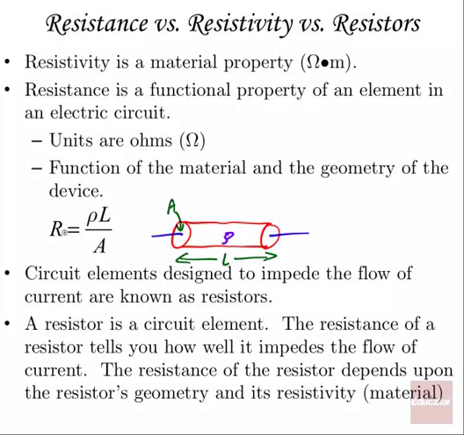Now, circuit elements designed to impede the flow of current are known as resistors, and resistors have some amount of resistance. It's a circuit element. The resistance of a resistor tells you how well it impedes the flow of charges. The resistance of the resistor depends upon the resistor's geometry again, as we just said, and its resistivity, that material property.